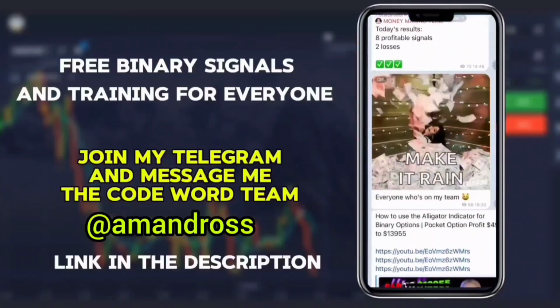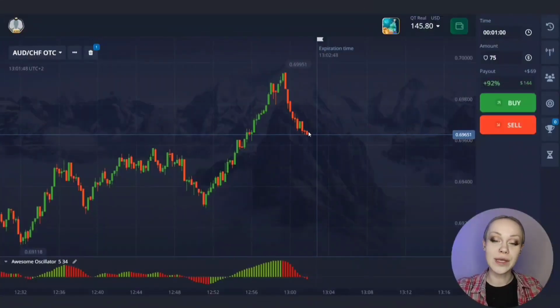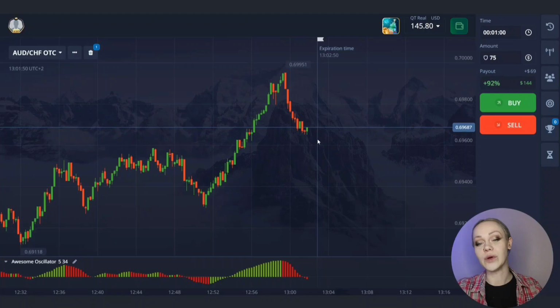And now let's continue. The price continued to move down and we made a profit. Once again, we were able to correctly predict the further price movements, and the indicator helped us in this.